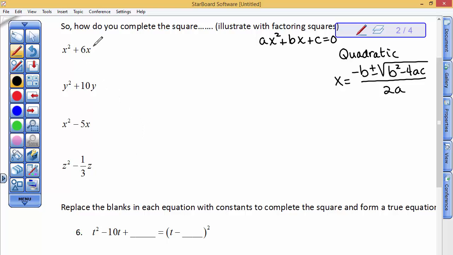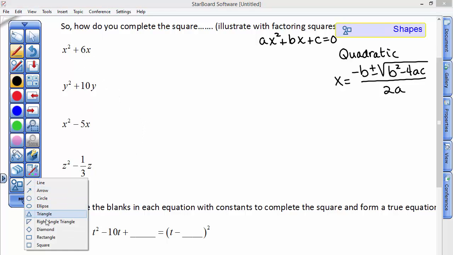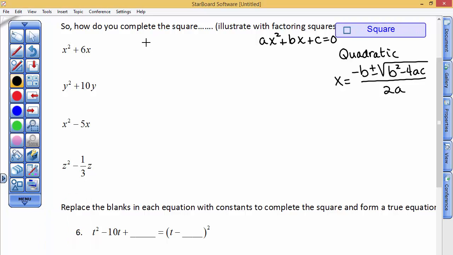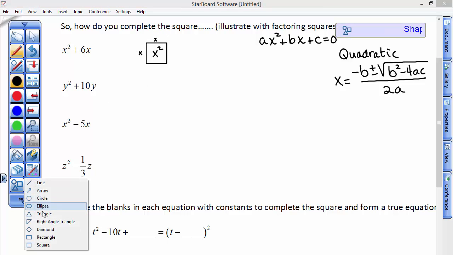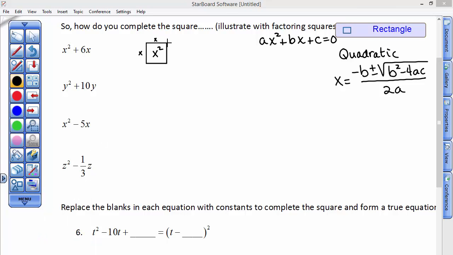So what I'm getting ready to do is a little bit unusual. I'm going to draw a square, and that square is going to represent an algebra tile called x squared, and it's because its dimensions are x by x. So when you multiply length times width or side times side, you get x squared. And then next, I'm going to create an algebra tile that's called a 1 by x, and it's going to look like this. So I'm going to add a 1 by x to the right side.